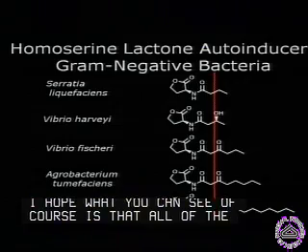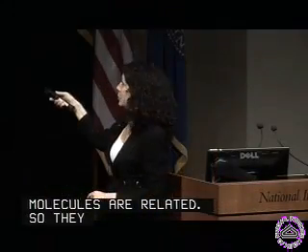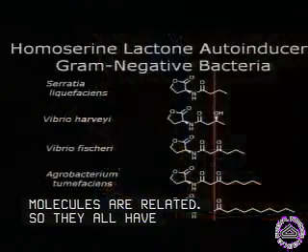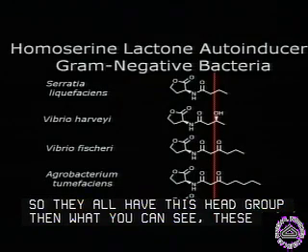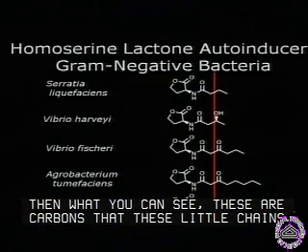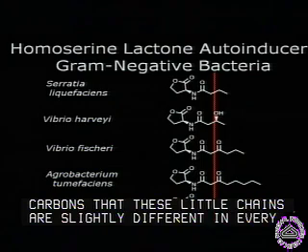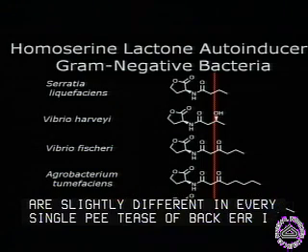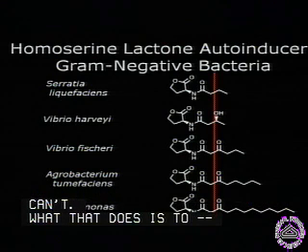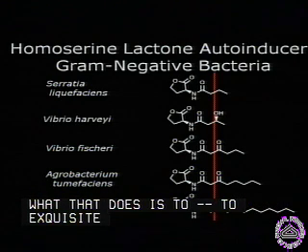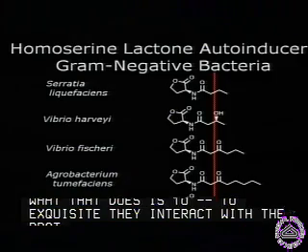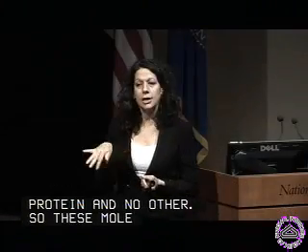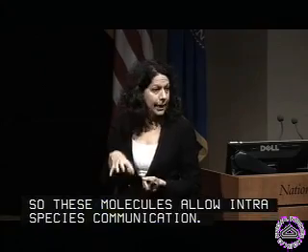So they all have this lactone head group, but then what you can see, these are just carbons, is that these little acyl chains are slightly different in every single species of bacteria. And what that does is to confer exquisite species specificities to each of these languages. So each of these autoinducers interacts with its cognate receptor protein and no other. So these molecules allow intra-species communication. This is how bacteria count their siblings.